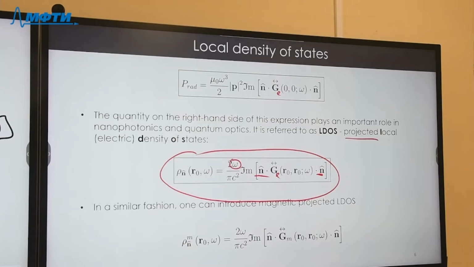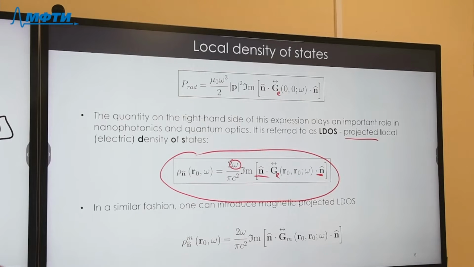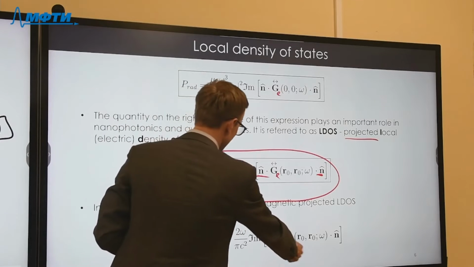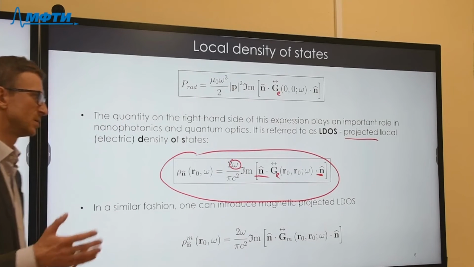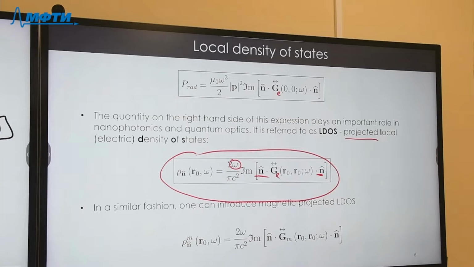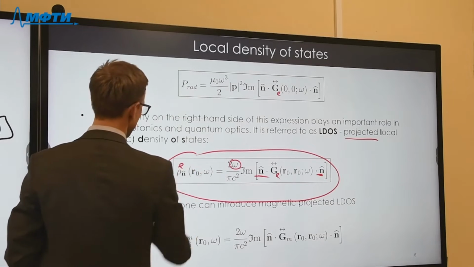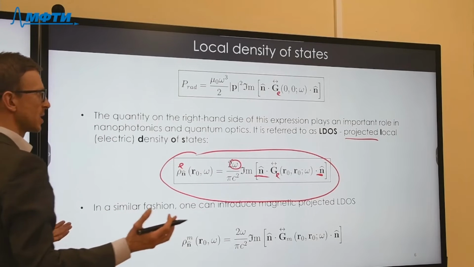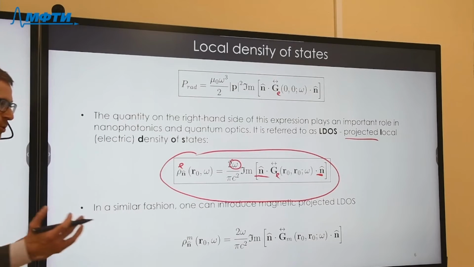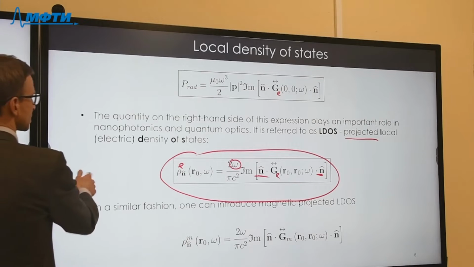I forgot to mention that you can also introduce in a similar way the magnetic local density of states, in which you're going to have the magnetic Green's tensor instead of the electric. So it's just a symmetric counterpart of the electric density of states. So now, what actually is density of states? Why is it so important in nanophotonics and quantum optics?